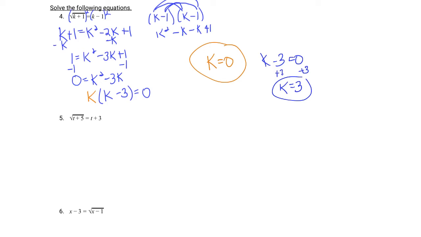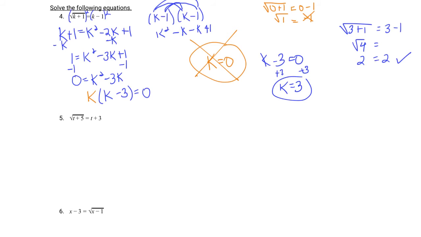Let's do that. If we plug in 0, we have the square root of 0 plus 1 equals 0 minus 1. That's the square root of 1 equals negative 1. I already know this is not an answer because a square root can never be a negative. So k equals 0 is a no. K equals 3, try that one out. The square root of 3 plus 1 equals 3 minus 1. Well, the square root of 3 plus 1 is the square root of 4, which is 2. 3 minus 1 is 2. That one works. So k equals 3 is our only possibility.